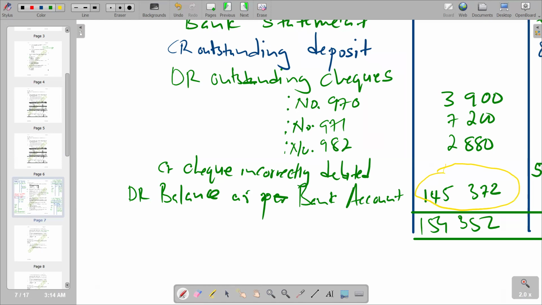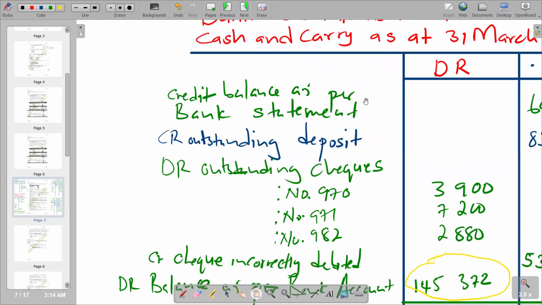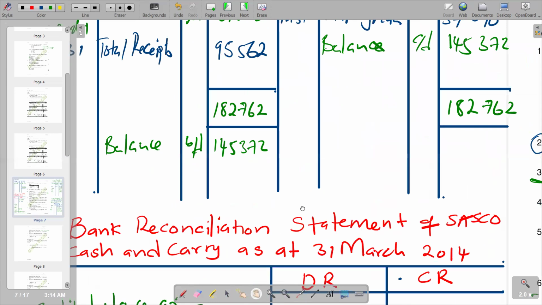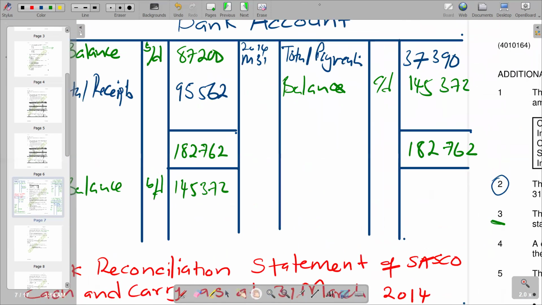So if you go to the bank account, you see that the final balance that we got also is the same. So we are having the same balance here. This is 145,372 to say we have reconciled correctly.